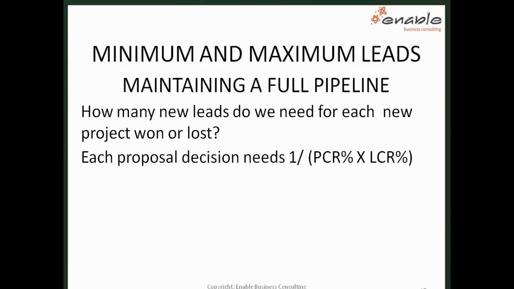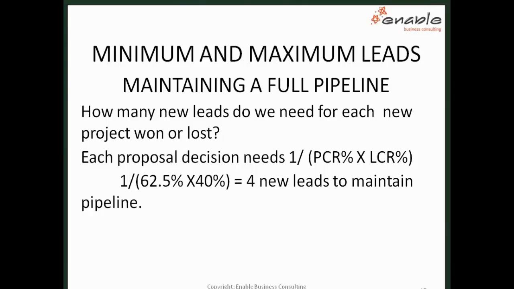And the math behind this is that for each proposal decision, whether it's a win or loss, it's the reciprocal of the proposal conversion rate times the lead conversion rate. So for example here, 1 divided by 62.5% times 40%, which is 4 new leads. So every time a decision is made, you need to bring 4 leads from your business development process into your sales pipeline to start actively selling to them.